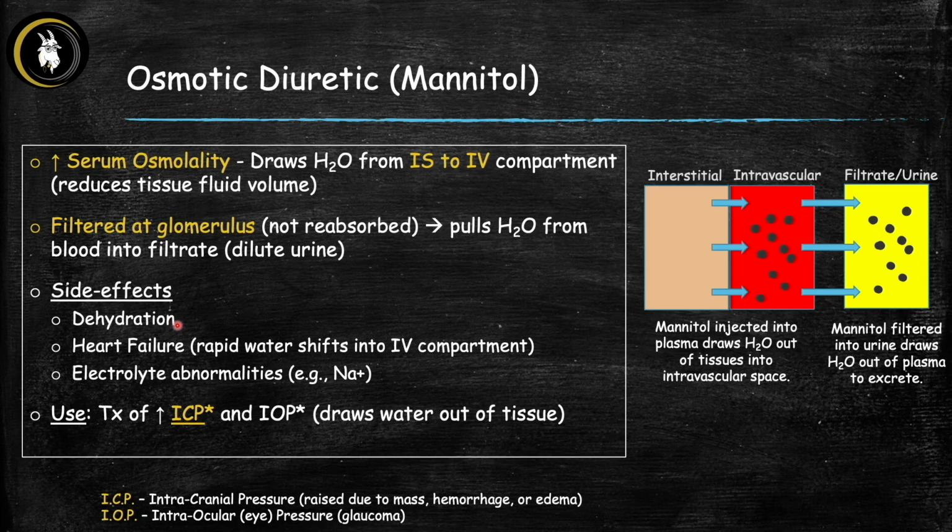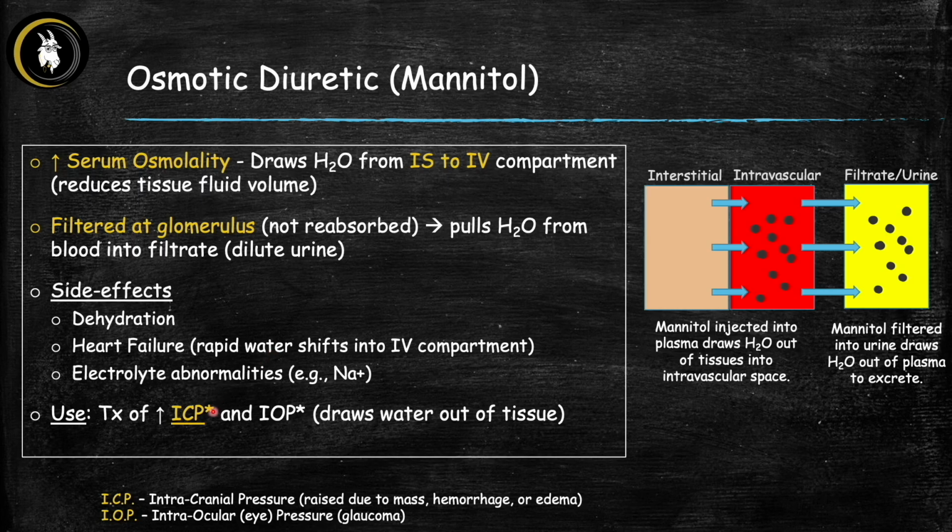So the main side effects here are dehydration because of the removal of large amounts of water. It can also counterintuitively cause heart failure because one of the first things that happened here, remember, was that we had rapid water shifts from the interstitial space into the intravascular compartment. So all of that water suddenly shifting into the intravascular compartment can actually overwhelm the heart and cause heart failure. And it can also cause significant electrolyte abnormalities due to rapid water shifts. And for all of these reasons, this medication is very, very rarely used. So this is not a common agent.